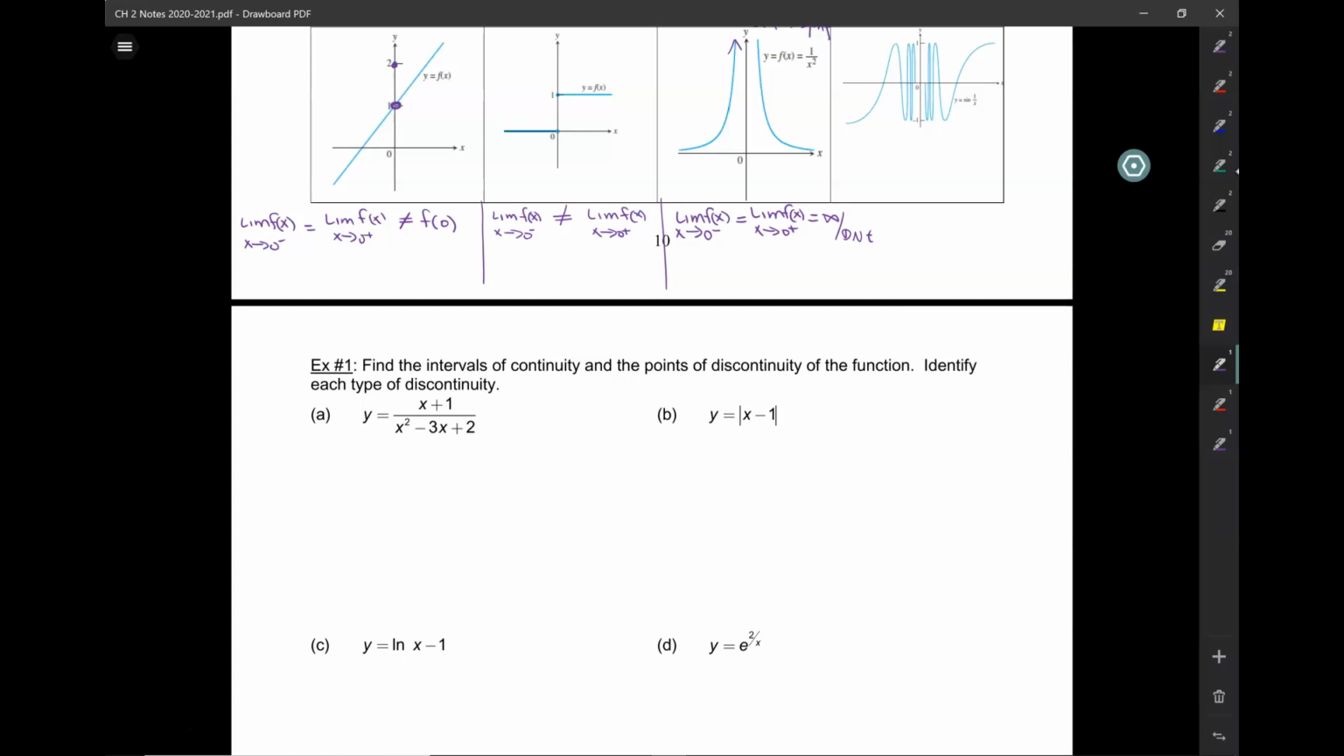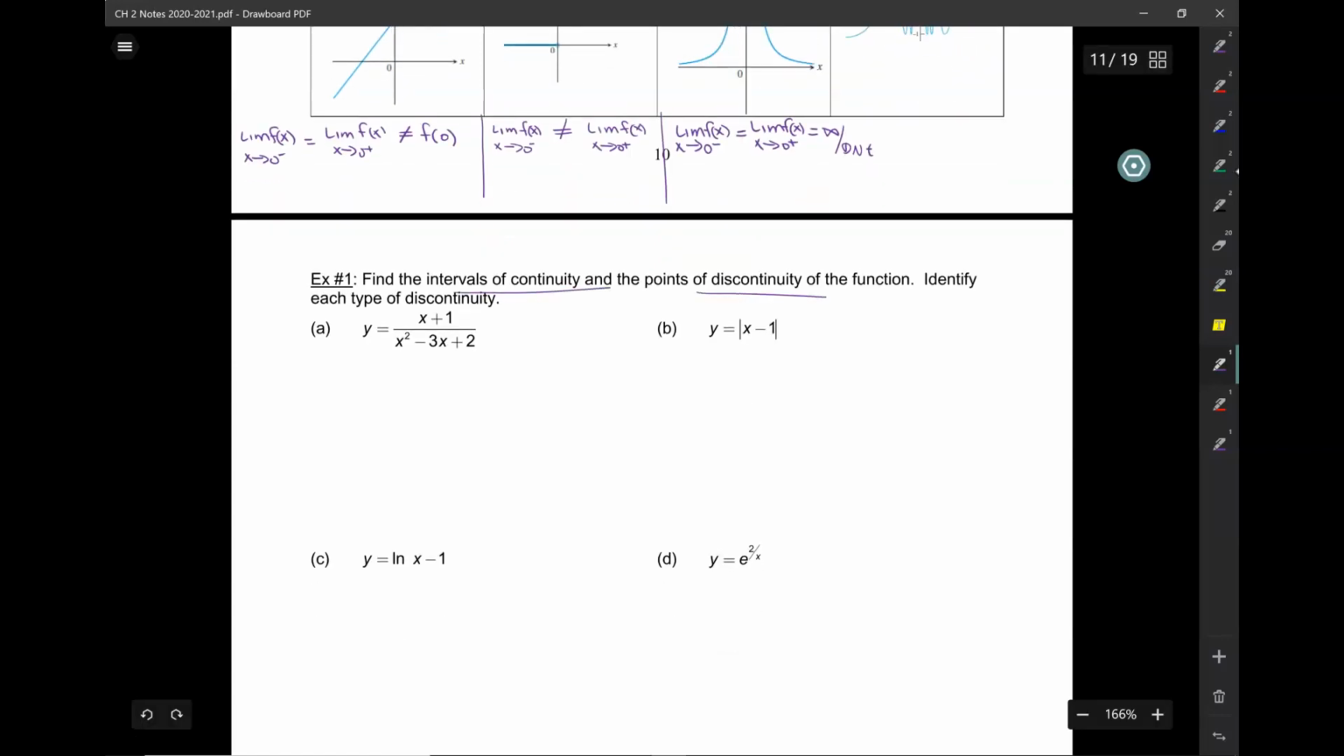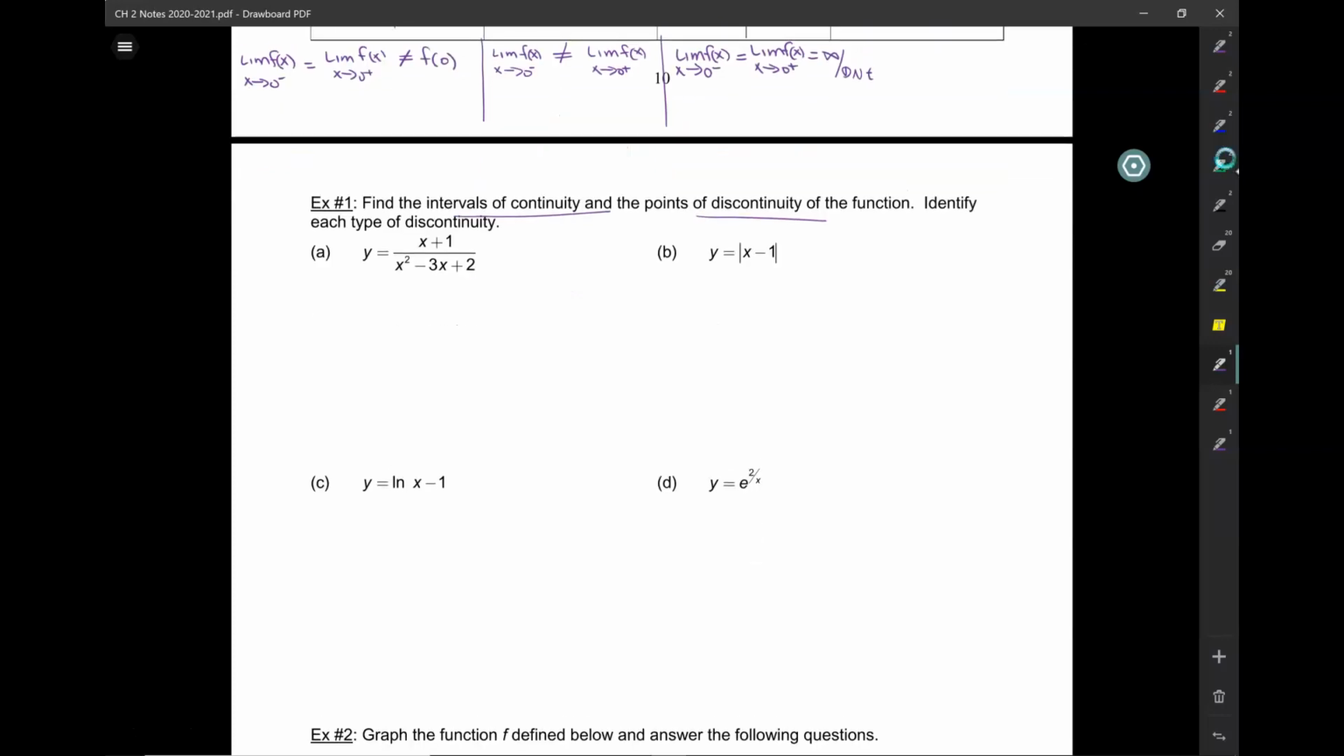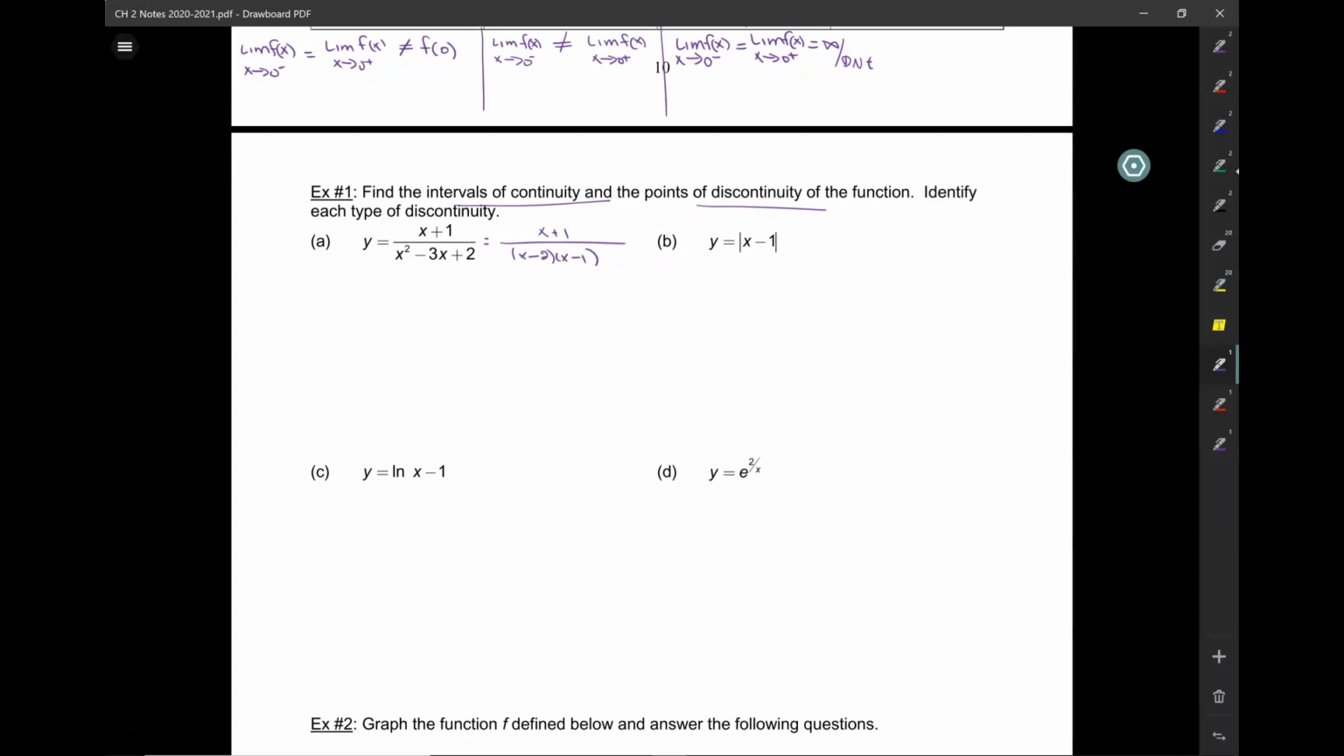Okay, so to find the intervals of continuity and the points of discontinuity, you basically look at the function and try to see where you have problem points, where you have points of discontinuity. So this one, when I factor this, it's x plus 1, x minus 2, x minus 1, and all this is a review, so we're just brushing through these things. You see that nothing from the denominator cancels, so we have infinite discontinuities at x equals 1 and x equals 2. That means this is continuous on negative infinity to 1, 1 to 2, 2 to infinity.